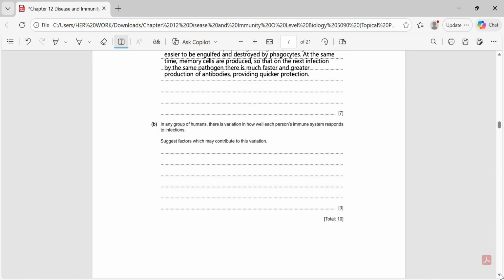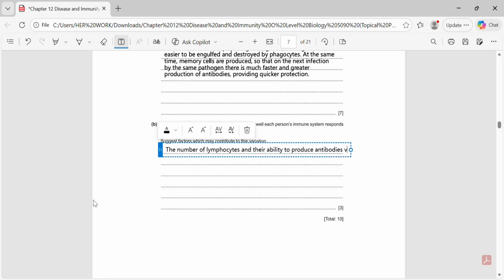Now moving on to the second part of the question, the examiner asks us to suggest factors which may contribute to this variation. For this section, we will clearly list and explain the contributing factors. So, we will write, in a group of humans, differences in immune response can be due to several factors. The number of lymphocytes and their ability to produce antibodies varies between individuals, affecting how effectively infections are controlled.